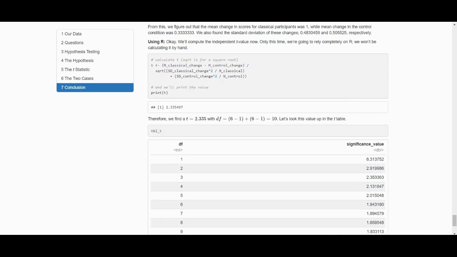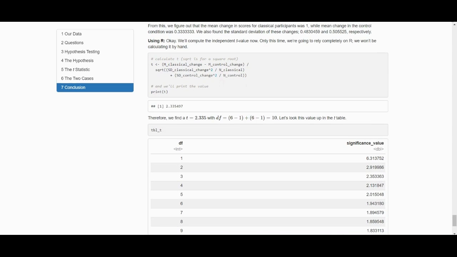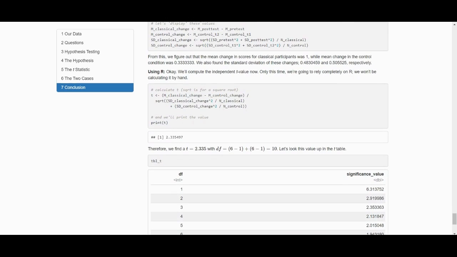So from this, we figure out that the mean change in scores for classical participants was 1. And this is something we've already seen. We saw that they were at 4.5 at the pretest and 5.5 at the post-test. So the mean change in scores for those classical participants was 1. And then the mean change in the control condition was 0.3333, much less. We also found that the standard deviation of these changes were 0.48 and 0.51, respectively.